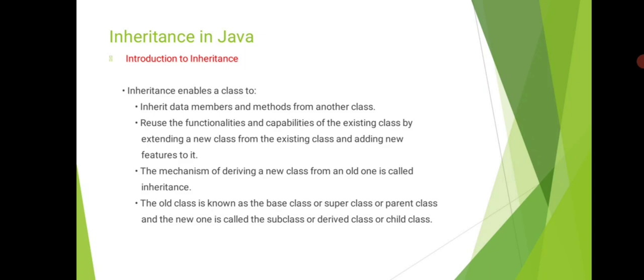Here inheritance enables a class to inherit data members and methods from another class. Data members and methods are both in the class, right? So they are inherited by another class. The data members and methods inside one class get inherited by another class, and that is called inheritance. We reuse the functionalities and capabilities of the existing class by extending the new class from the existing class and adding a new feature to it. It is nothing but reusing the functionality and capabilities of the existing class.